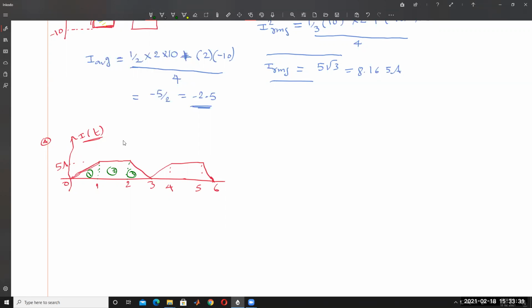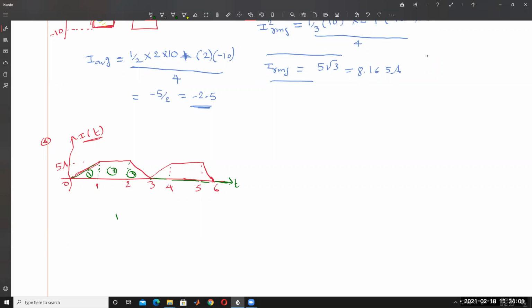So what is the total time period here? 0 to 3 only is the time period. It's clear. Because after 3 onwards, the waveform repeats again in the same way: 3 to 4, 4 to 5, and 5 to 6. The waveform keeps repeating like this. That's why the total time period is nothing but 0 to 3.